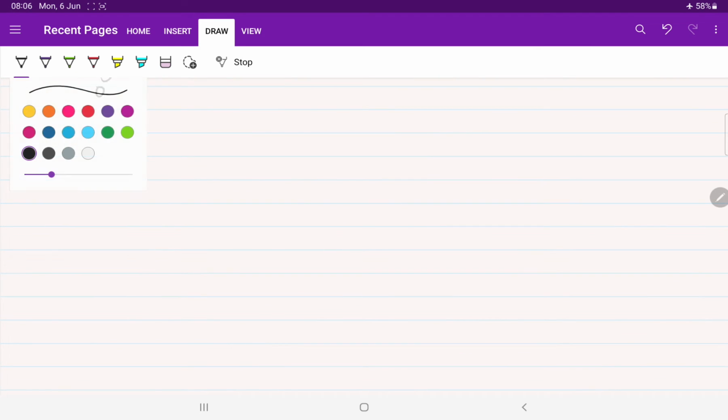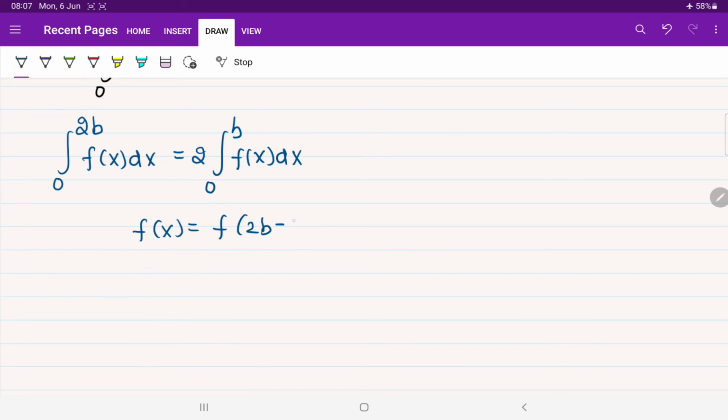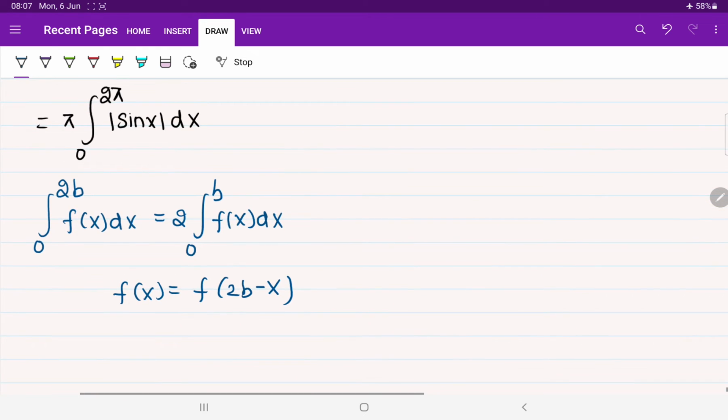What is the other property, sir? Whenever you are observing a limit like this, see, let me write. Suppose a function is defined as integral from 0 to 2 times b of f of x into dx. I am introducing b because already I have used a, so now I am using b. This function can be rewritten as 2 times integral from 0 to b of f of x into dx. Sir, when is it possible? This case is possible when f of x satisfies f of 2 times b minus x.